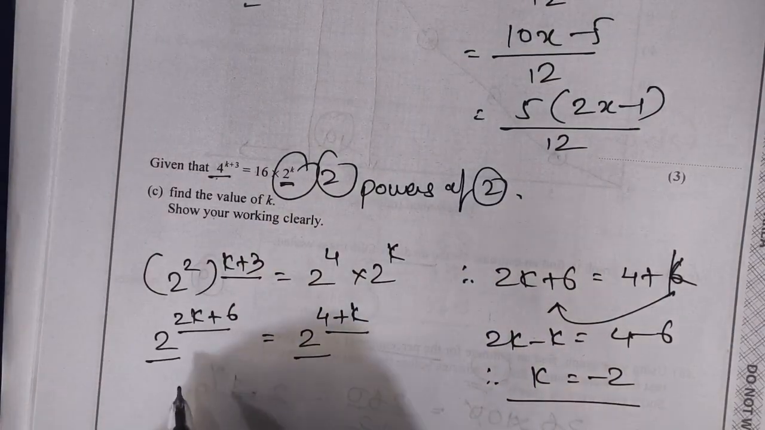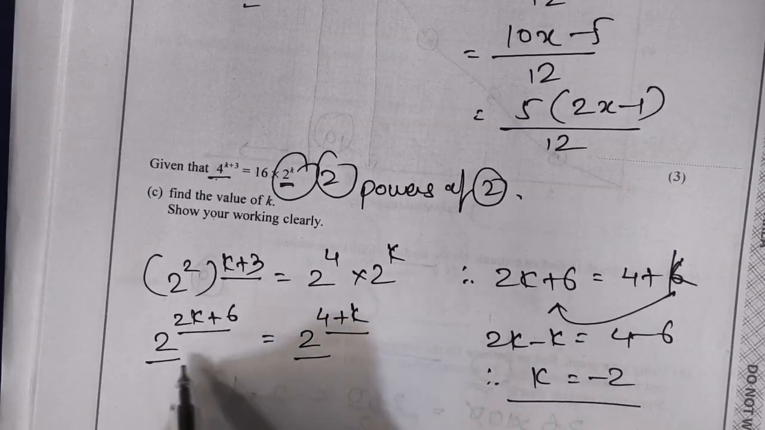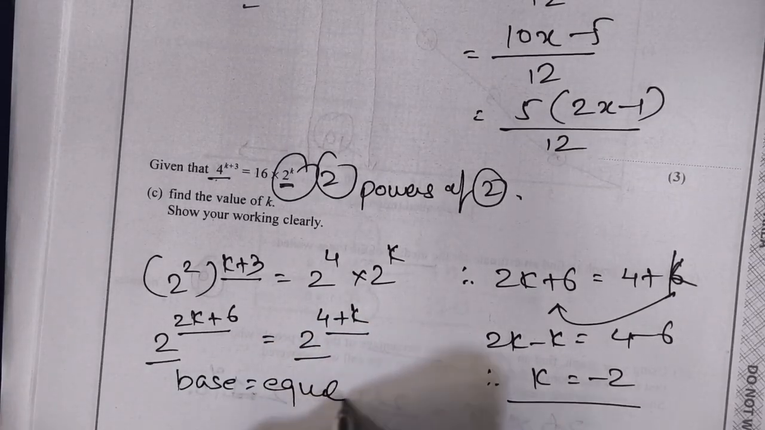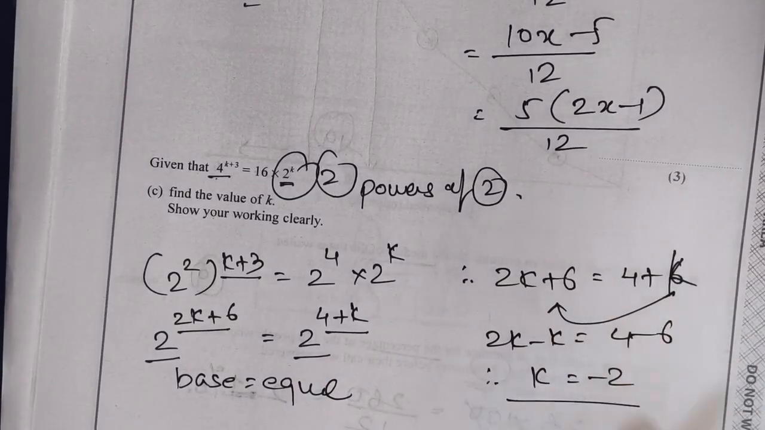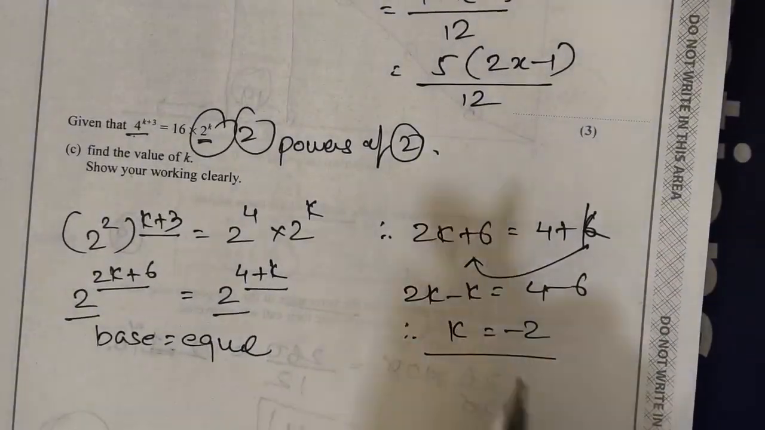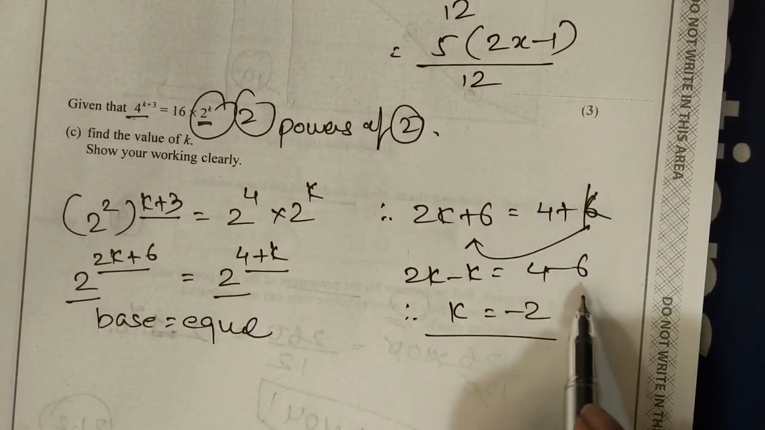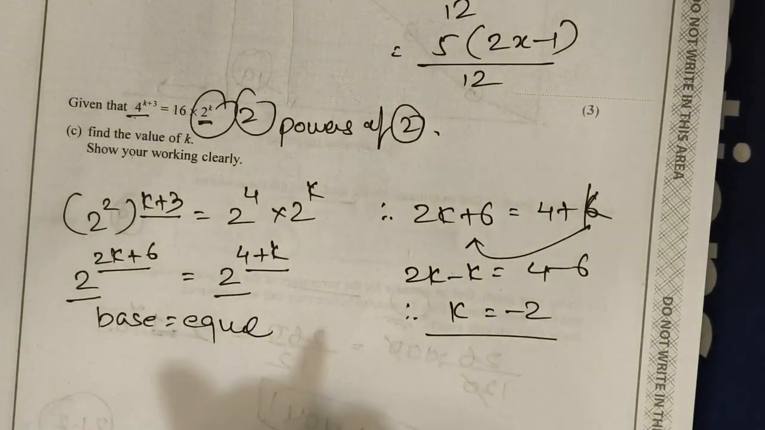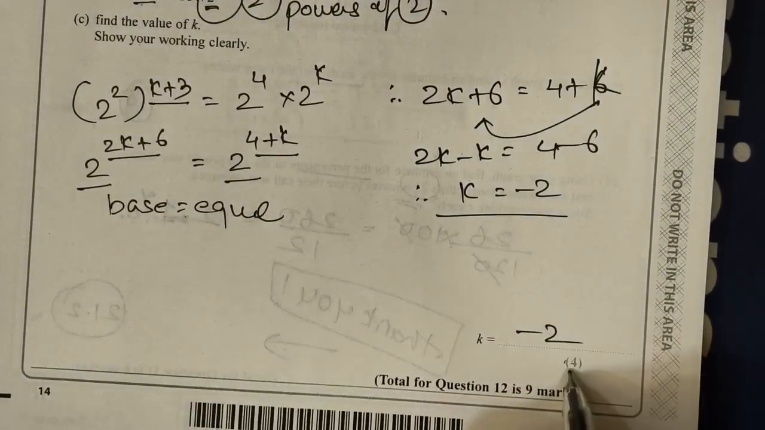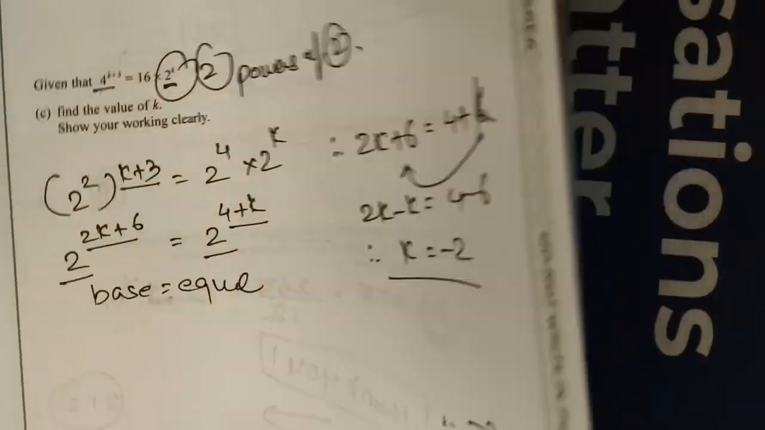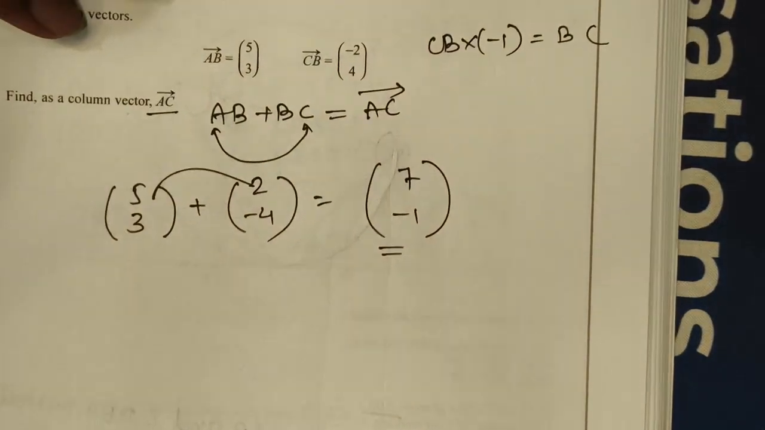Correct? Now when the bases are equal, their powers you can easily compare. That's what we did here: 2k plus 6 plus 4k plus k, 2k minus k, 4 minus 6, hence k is equal to minus 2. Quite easy for almost 4 marks, right? So please don't miss out on these simple low hanging fruits.